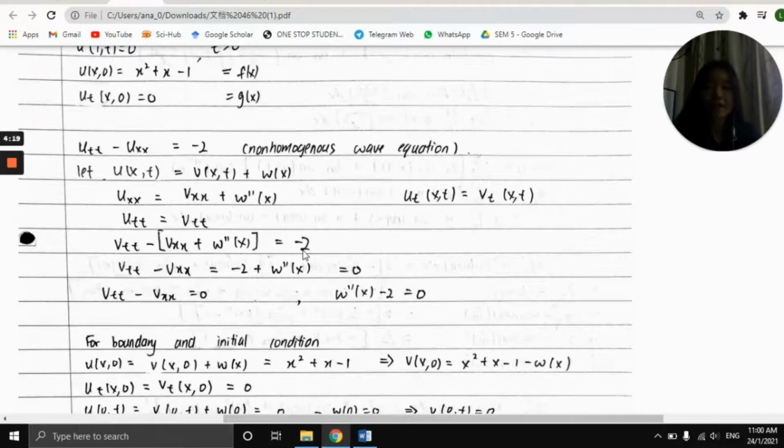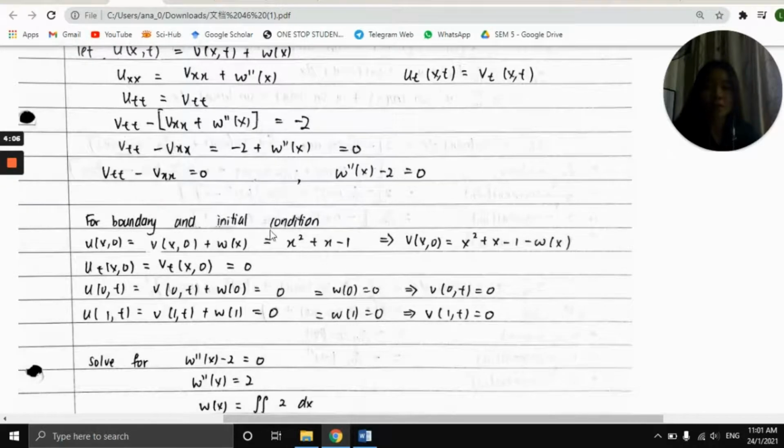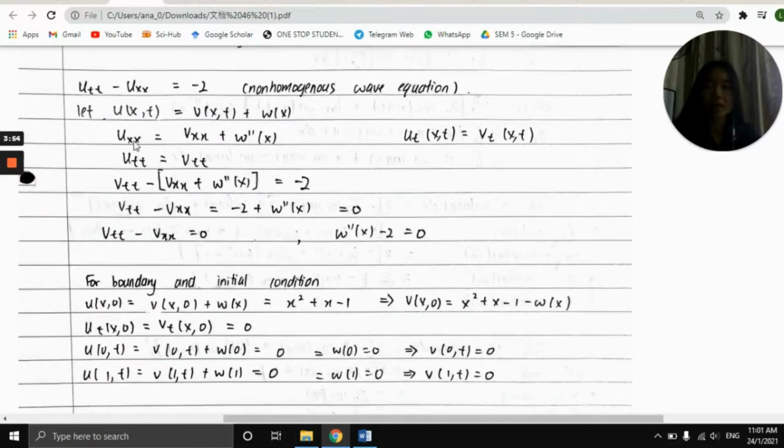So we let the left hand side be our v equation, and the right hand side will be our w equation, and we let these two equations become 0. So these two equations will be obtained. After that, we solve for our boundary and initial conditions. This is given by the equation, and after that we substitute the conditions into our equation, u(x,t) equal to v(x,t) plus w(x).